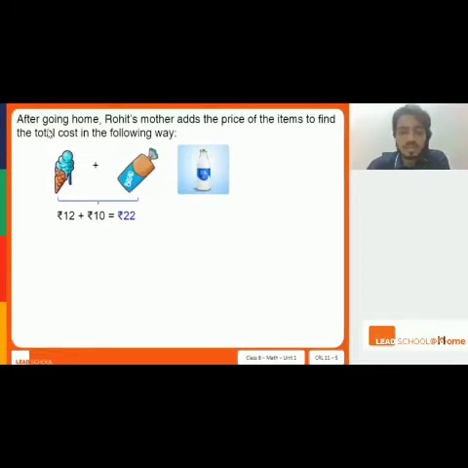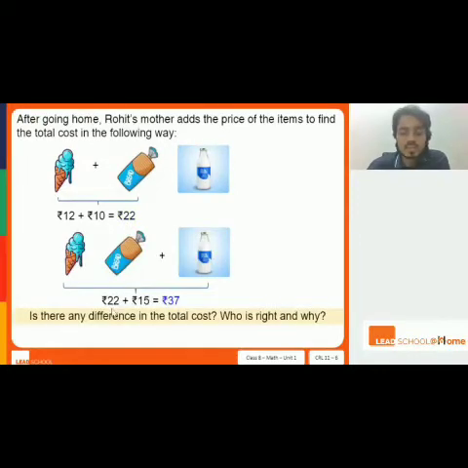Now after buying these things, he went to his home. Now Rohit's mother adds the price of the items to find the total cost in the following way. She added the price of the ice cream and the bread first, that is rupees 12 plus rupees 10 is equal to rupees 22. Then to this she added the price of milk, which is rupees 15. So the total cost comes out to be rupees 37.